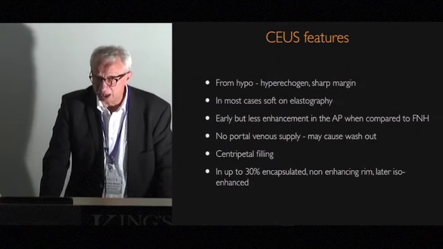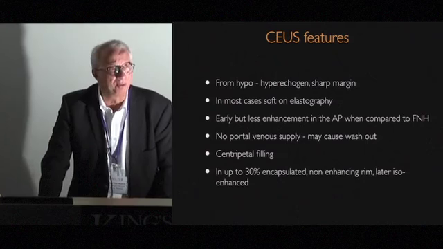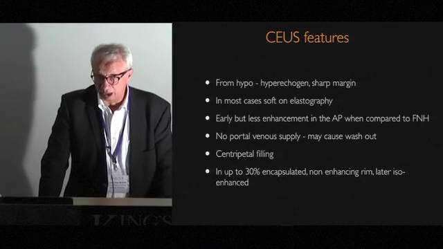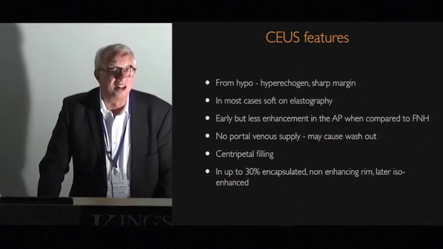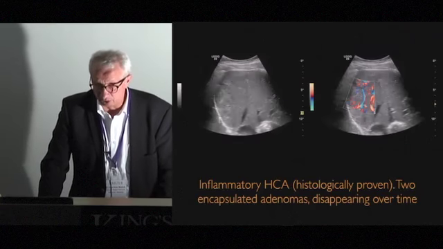In up to 30%, they are encapsulated. So that is what the pathologists are telling us. With a non-enhancing rim in the arterial phase, later they are iso-enhanced. That is important, I will show you later.